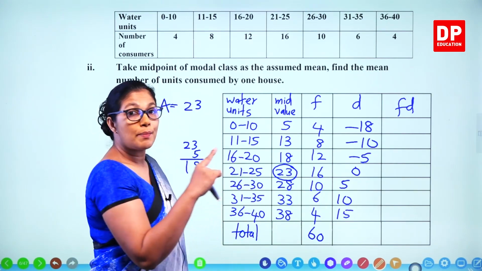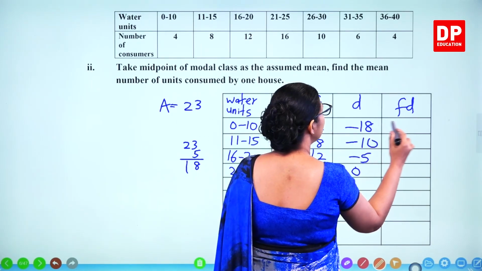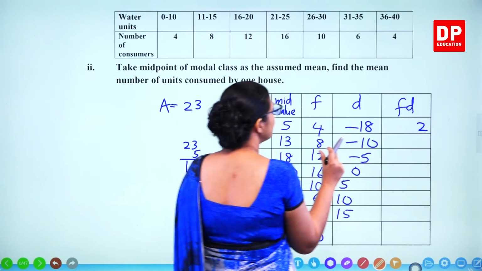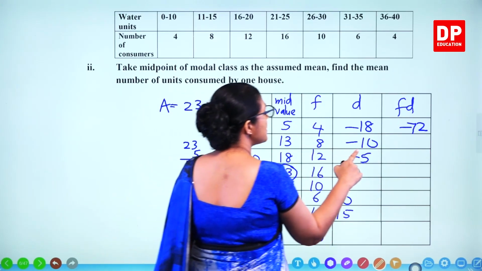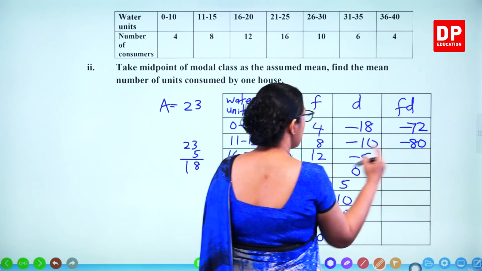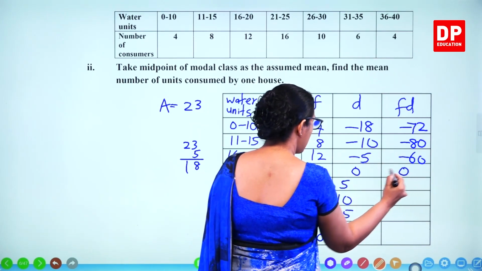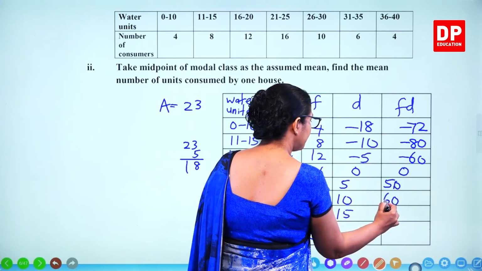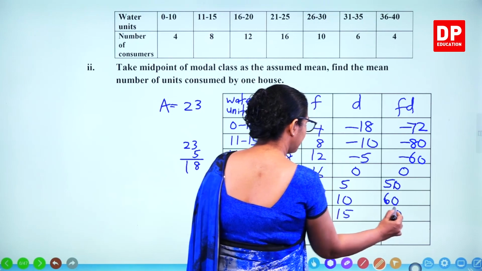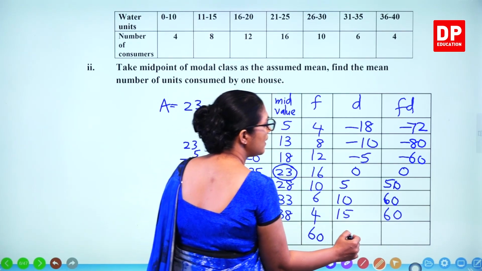Now we can multiply F and D. 4 times minus 18, minus 72. 8 times 10, minus 80. 12 times 5, 60. 16 times 0, 0. 50, 60. 60 here. And the total?